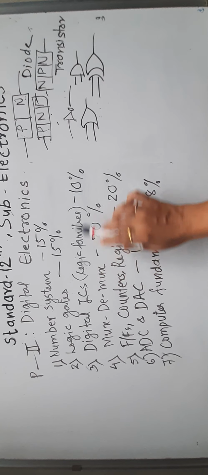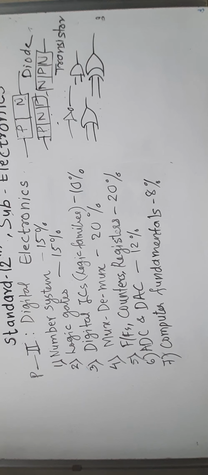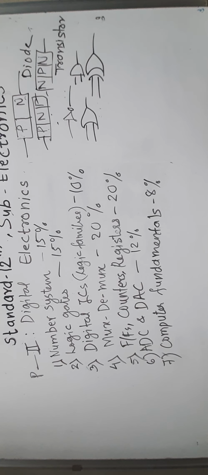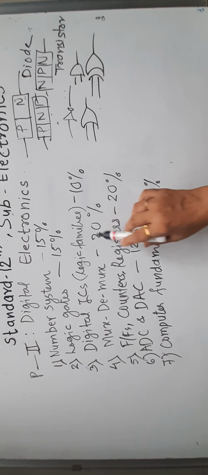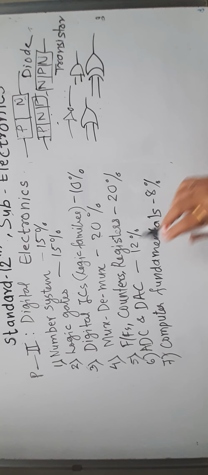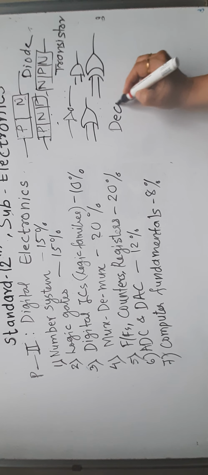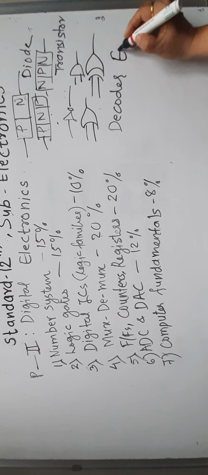Third is logic families. In this chapter we will study different types of digital ICs. Now next is mux and demux. Mux and demux are very important. This chapter is also very important and very easy. It has 20% weightage. Mux demux means what? Demux is nothing but a decoder. One more part is there, the encoder.